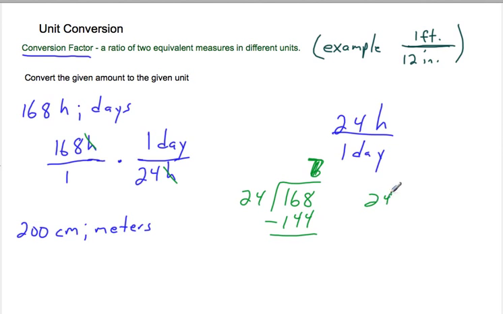So 24 times 7 is 168. Alright, so now we know that this can become a 7 and this can become a 1. And so 168 hours is 7 days, because it's going to be 7 times 1 day over 1 times 1. So 7 days. Alright, let's try this next one.